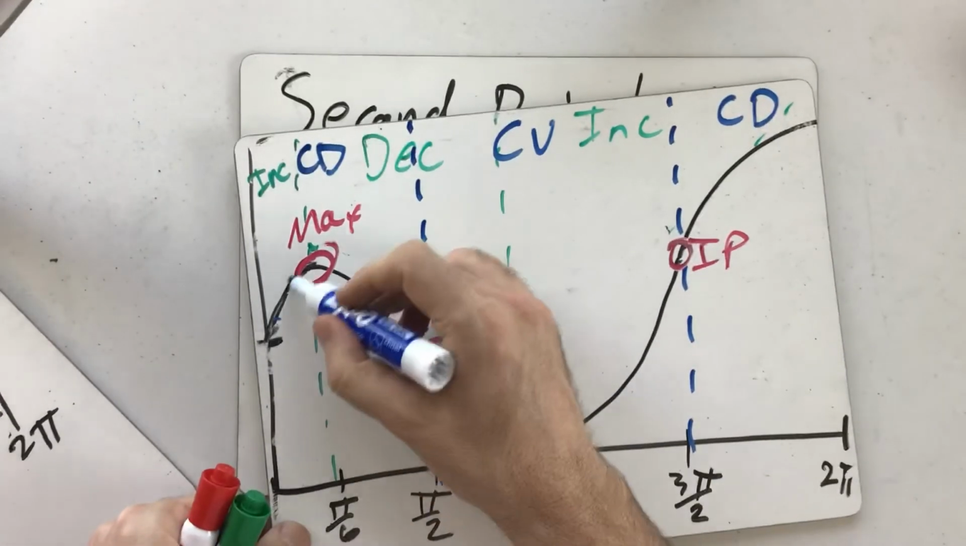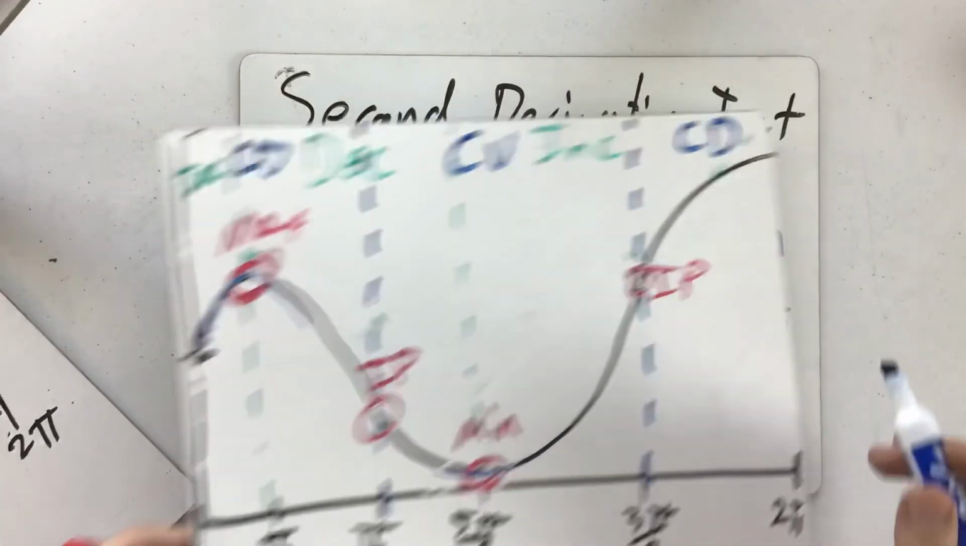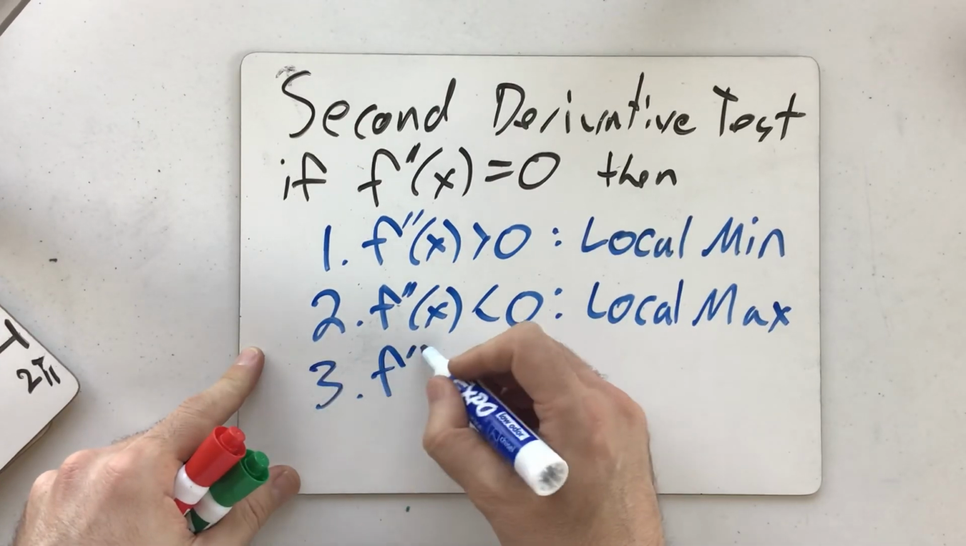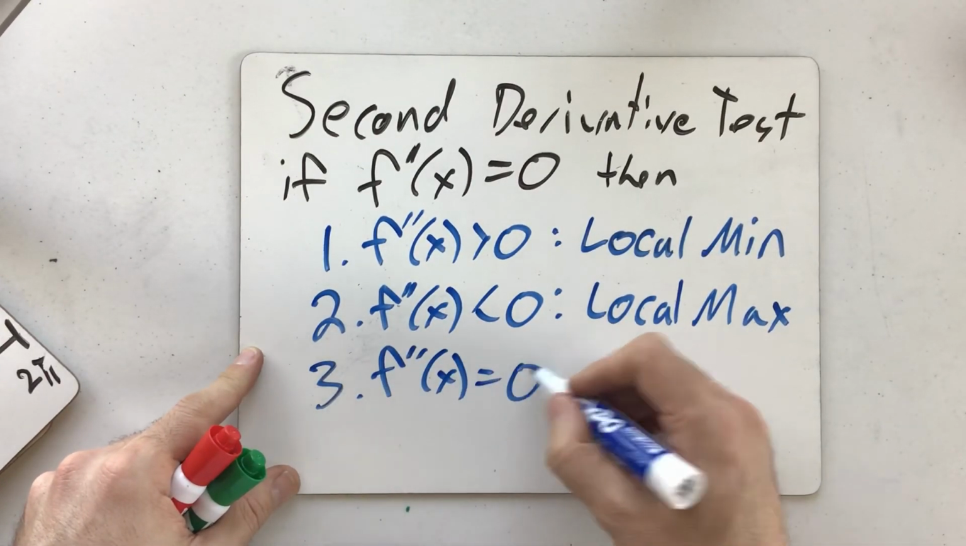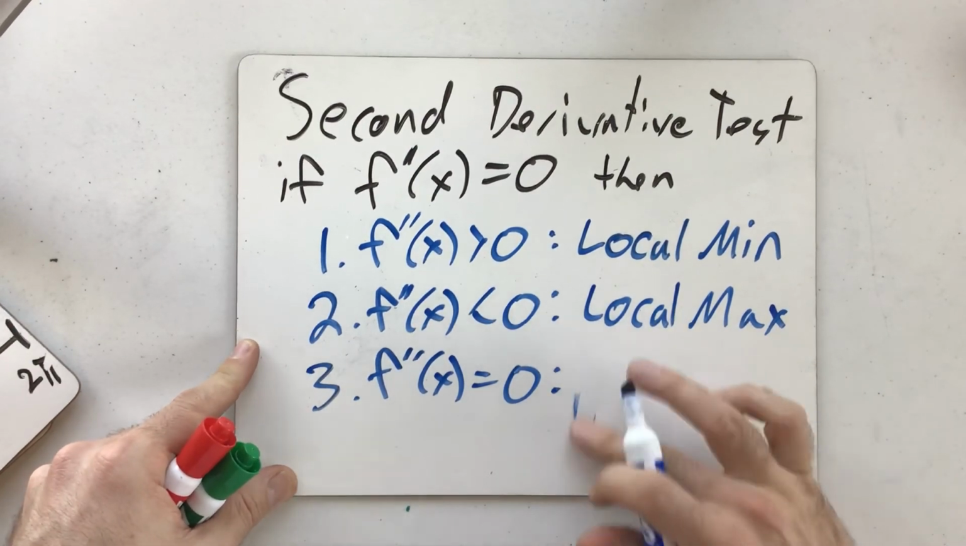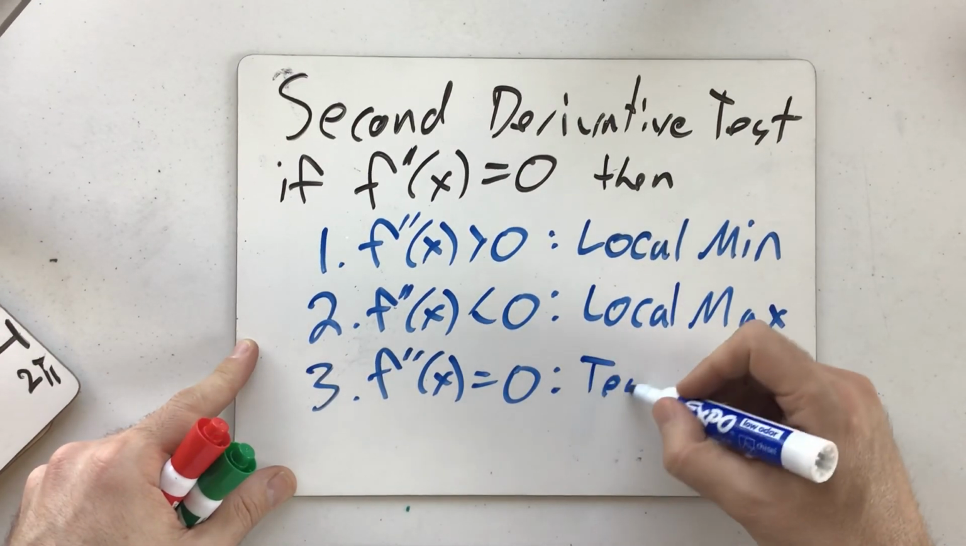If that second derivative is negative, then you have to have a local max, because that means we're in this type of situation where you have a concave down shape, right? Finally, you could have that the second derivative is equal to 0. And if it's equal to 0, the test fails. You can't use the test.